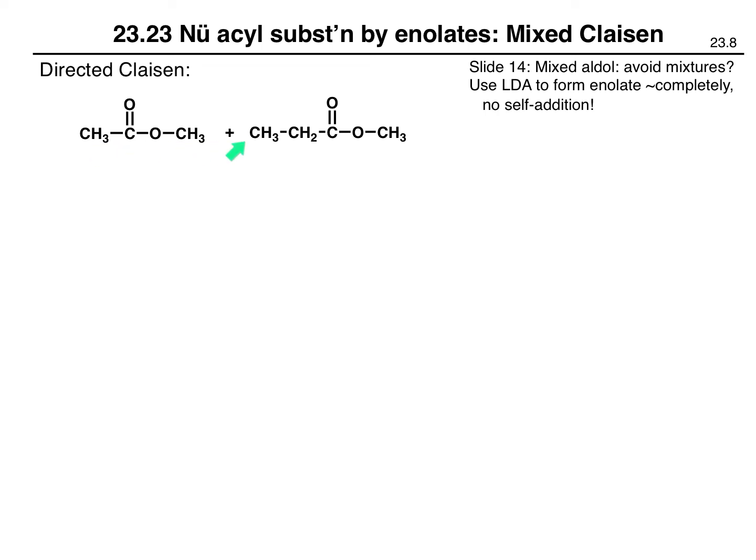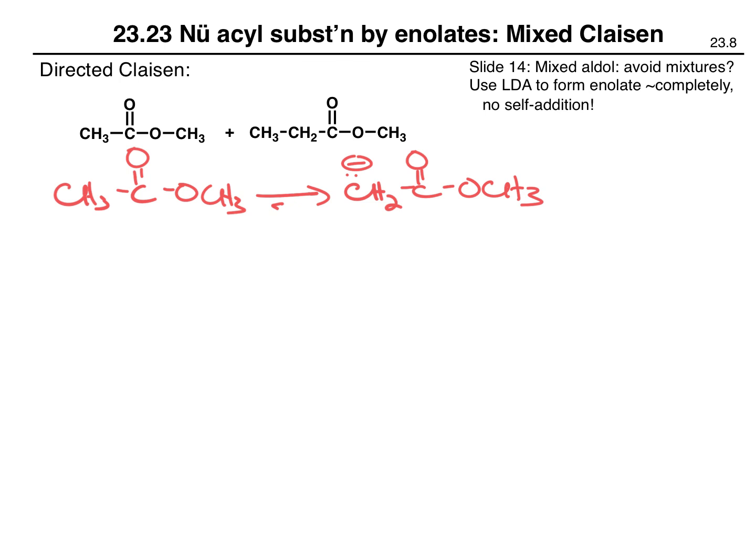So a few slides ago, we showed the reaction between these two esters treated with methoxide, and it led to a mixture of 4 different products. What if we instead use LDA? Let's start with the first ester. And if we treat this with LDA, remember in this case the equilibrium lies very, very far to the right, so that we make essentially all of this enolate.